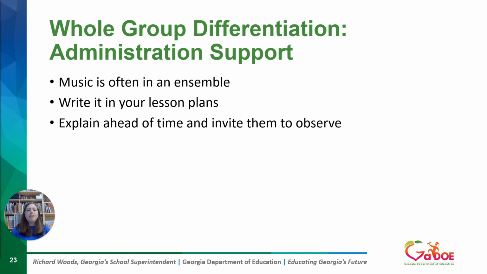So when we think about our administration, there are different ways that we can help them understand what this looks like in the music room. We can explain to them that music, when we're performing it, is often performed as a whole group, as an ensemble. But even within that, a professional orchestra will have first violin and second violin, and they'll have different parts, and you have to audition to get into those parts. So helping the administrators understand it from that standpoint.